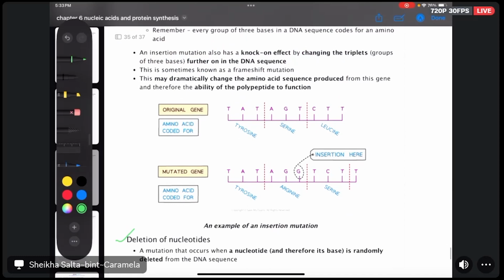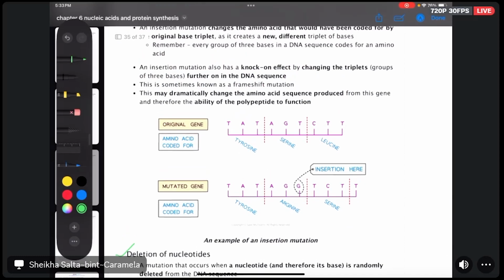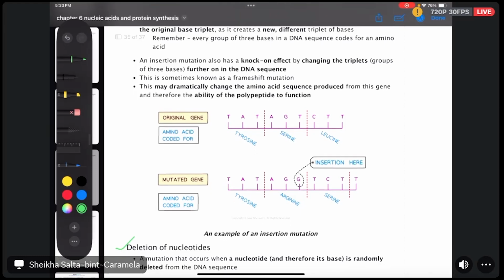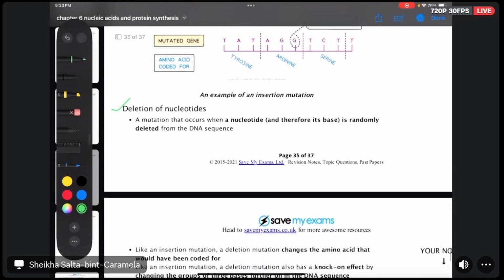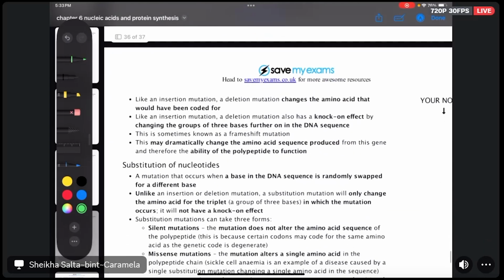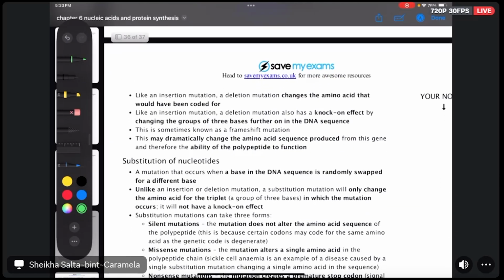If you look over here, the original gene is coding for tyrosine, serine, and leucine. Then the mutated gene has an insertion of the base guanine, so it is coding for tyrosine, arginine, and serine. So it changed the whole polypeptide, the sequence of the polypeptide as well. The same would happen for deletion. One base will be deleted and then the polypeptide synthesized using that would be different as well.